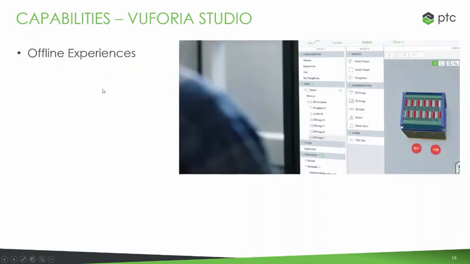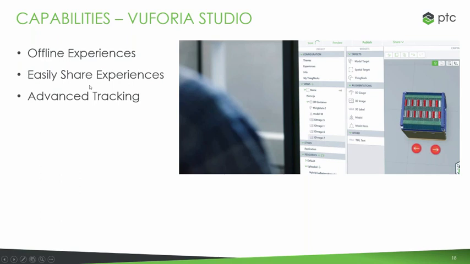Now we do allow for offline viewing of these 3D experiences, and there's also a universal link. We call it ThingMark, and it's essentially PTC's branded QR code. So that's one way to pull up an experience. You just simply scan that QR code and your experience comes up. But there are two other ways to pull up those experiences as well. Those are model and spatial targets.